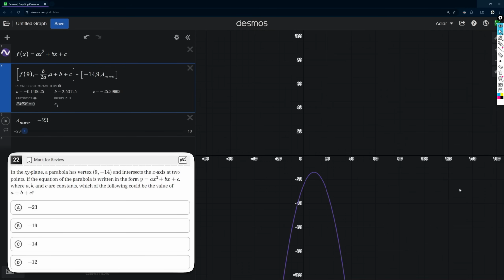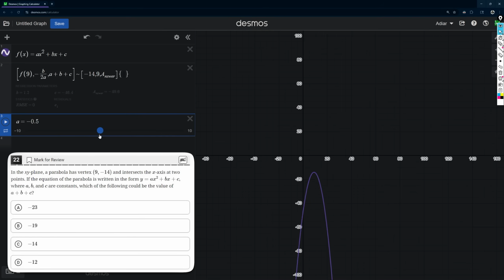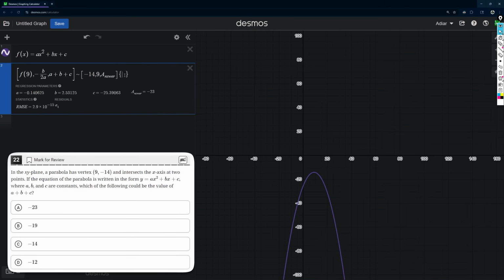However, if we read the problem carefully, we see that it says that this parabola intersects the x-axis at 2 points, which this parabola is not doing at all. But we can fix that. Watch what A controls. So A controls the thinness and thickness of this parabola. It also controls whether it goes up or down. So if A is positive, then it makes the parabola get skinny and fat. If A is negative, then it does the exact same thing, except just upside down. So if we know that the parabola intersects the x-axis at 2 points, then we know that A has to be positive. So now let's try this again.